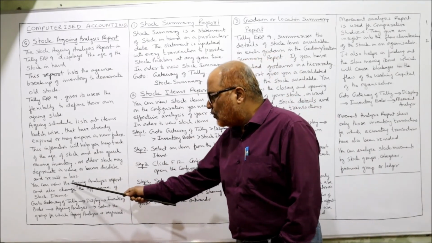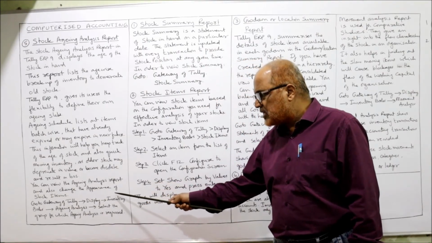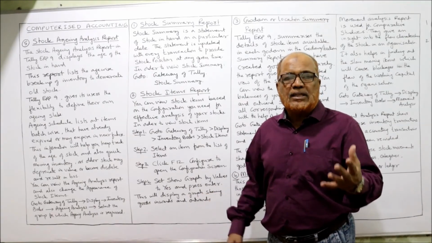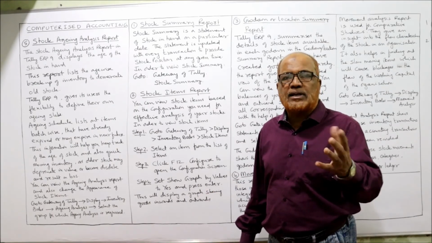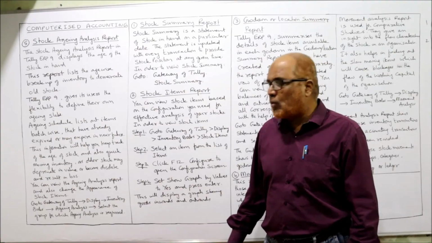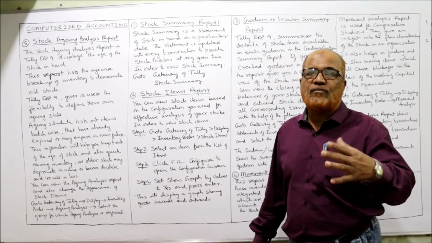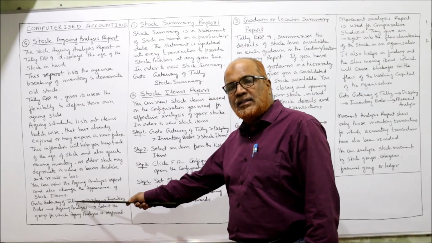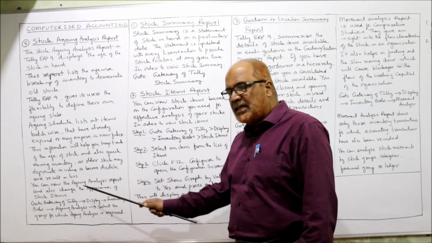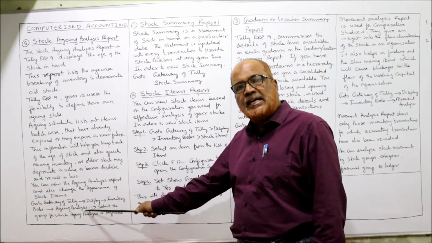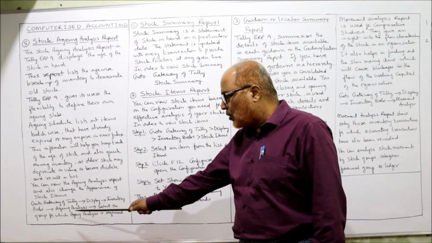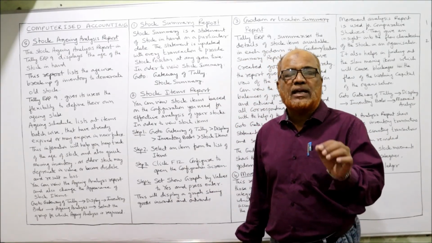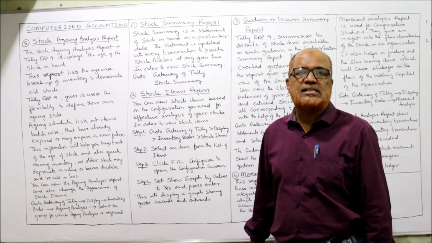Then you can view the aging analysis report and also change its appearance of stock items. That means it is more flexible. The aging analysis report can be changed according to our requirement. So what is the path for this aging analysis report? Go to Gateway of Tally, then select Display, select Inventory Books, select Aging Analysis option, then select the group for which aging analysis is required. So this is the path for getting the aging analysis report.